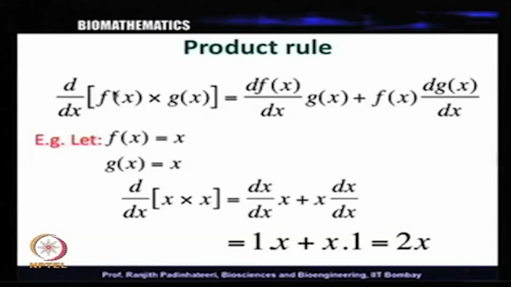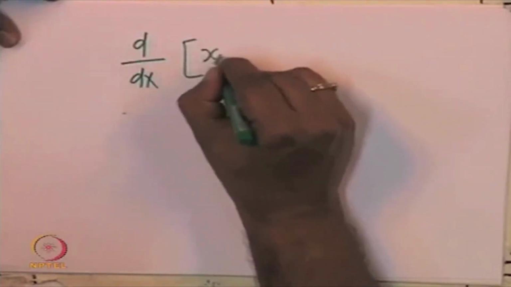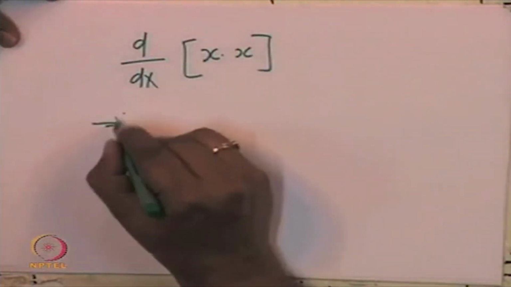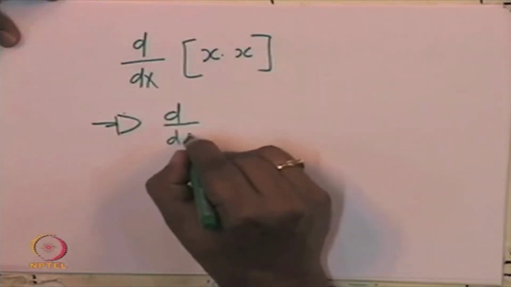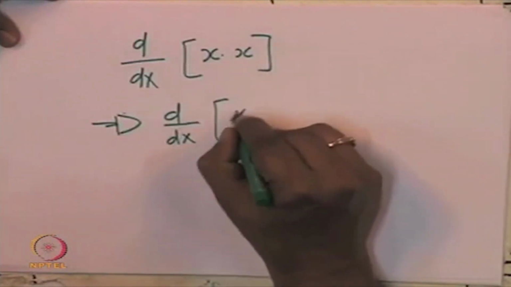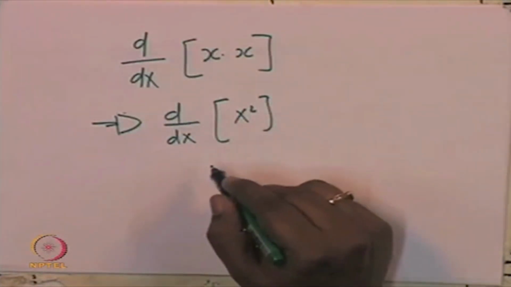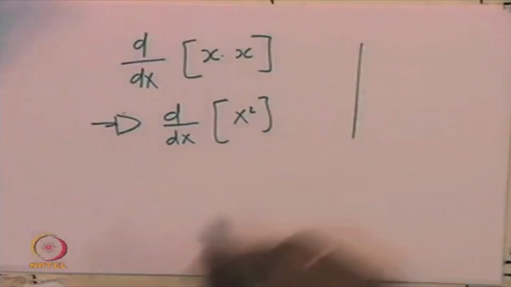The simplest example is f of x is x itself, g of x is x itself. So, x times x is x square. Last time, if you remember, we learned the derivative of x square. So, we are going to calculate d by dx of x times x, that is basically nothing but d by dx of x square. That is what we are going to calculate, d by dx of x square.